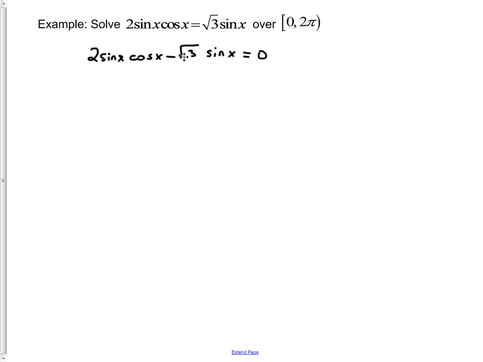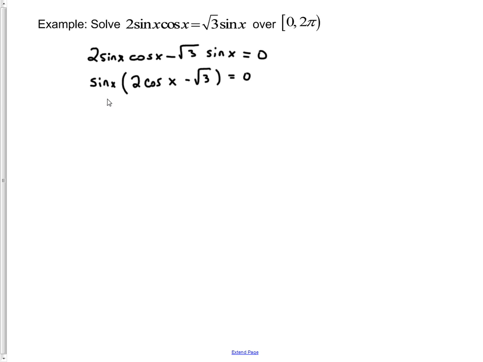Well, that's a really useful thing, right? Because we know then that in order to solve this equation, we're going to get a factorization. So we're going to factor out sine of x. We want to simplify these expressions because factored forms are often much easier to deal with than non-factored forms. So we've got sine of x times 2 times the cosine of x minus the square root of 3 equals 0.